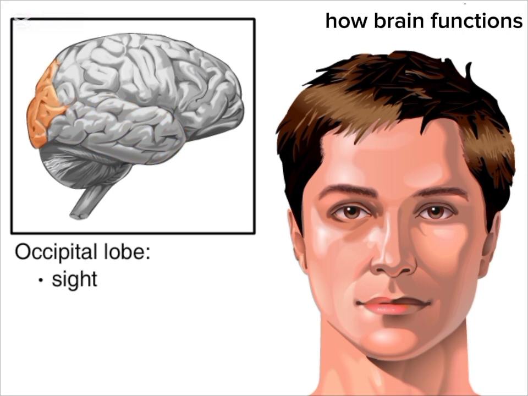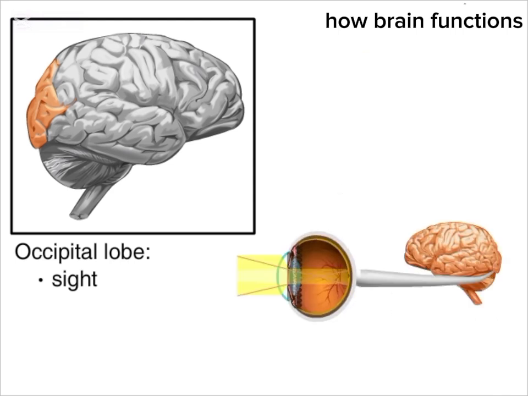The occipital lobe is located at the back of the head, behind the parietal and temporal lobes. The occipital lobe analyzes visual information from the retina and then processes that information. If the occipital lobe becomes damaged, a person could become blind even if his or her eyes continue to function normally.